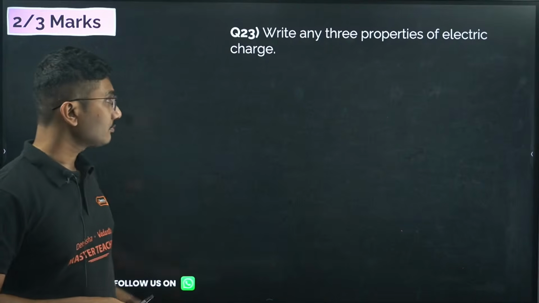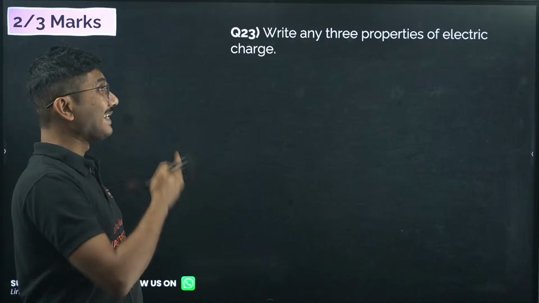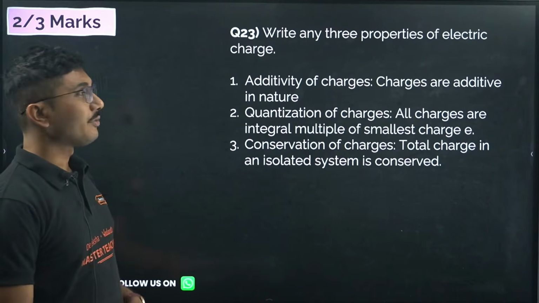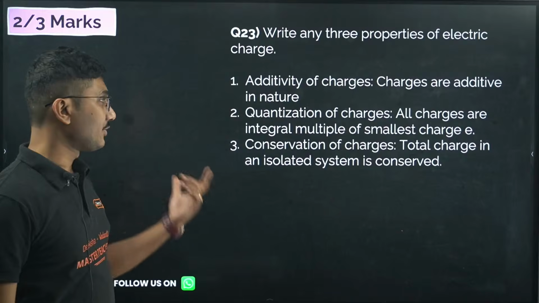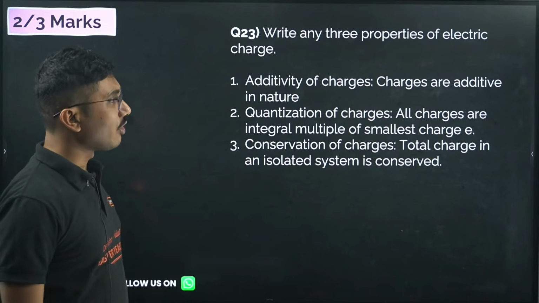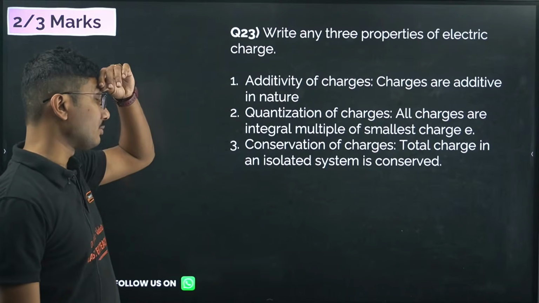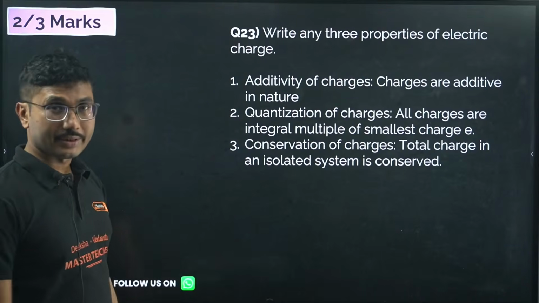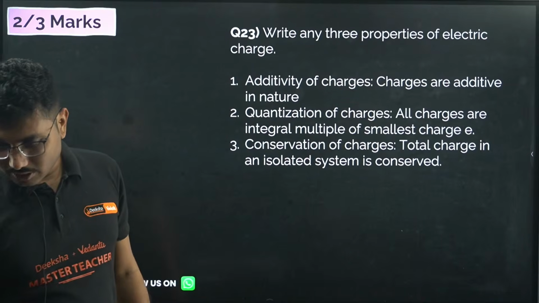Okay, now let's move on. Write any 3 properties of electric charge. So additivity of charges, charges are additive in nature. Quantization of charges, all charges are integer multiples of the smallest charge e. Conservation of charges, the total charge of an isolated system is conserved.